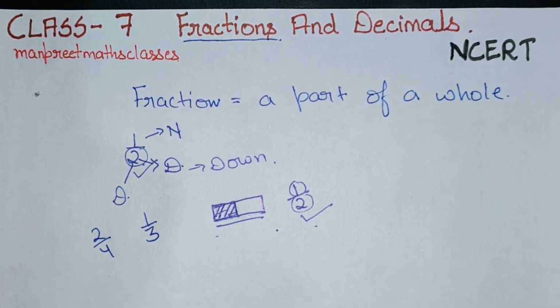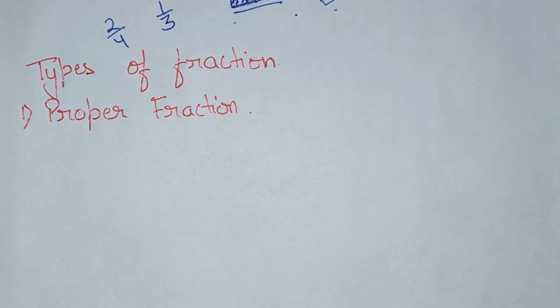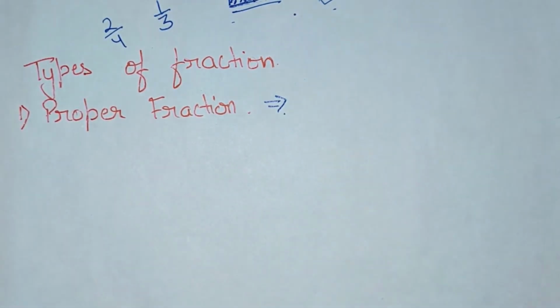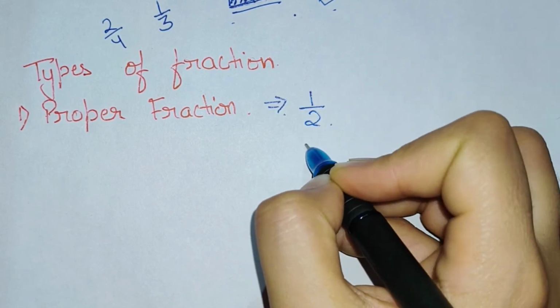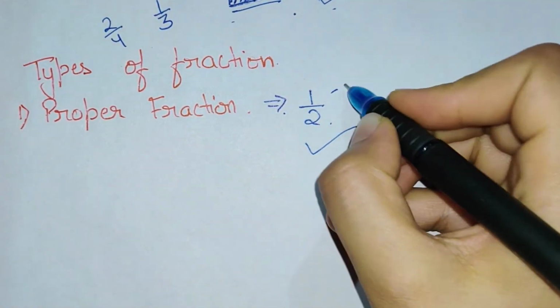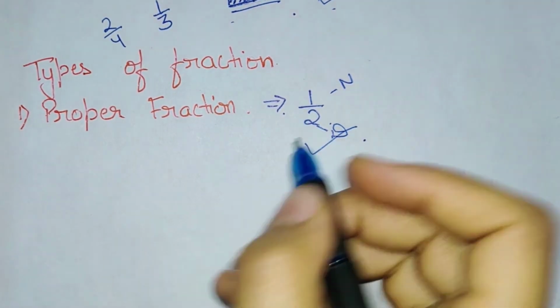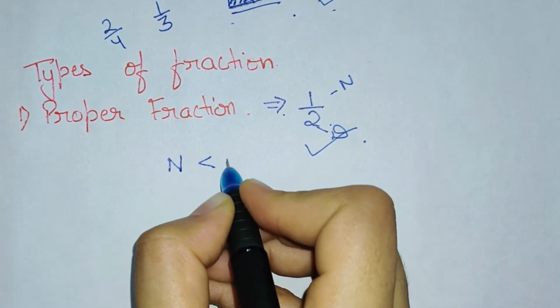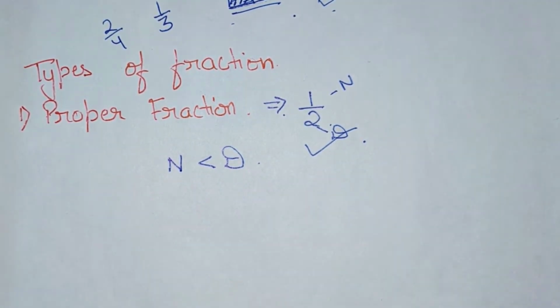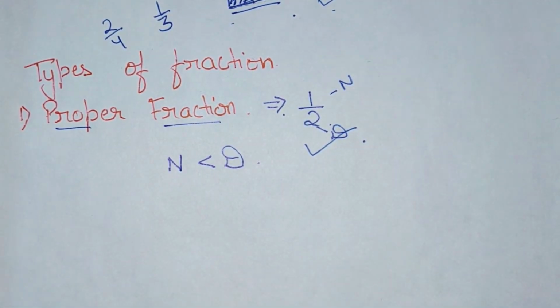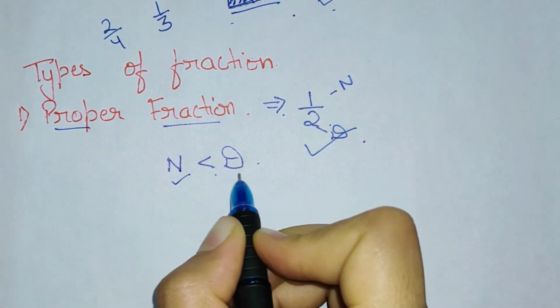So let us discuss some types of fractions. The first type of fraction is proper fraction. Now what is proper fraction? I'll explain this with the help of an example. Let us take 1 upon 2. This is one fraction and you know 1 is numerator and 2 is denominator here, and you can clearly see that numerator is smaller than denominator. This is the point which you have to keep in your mind. Proper fractions are those fractions in which numerator is less than denominator.